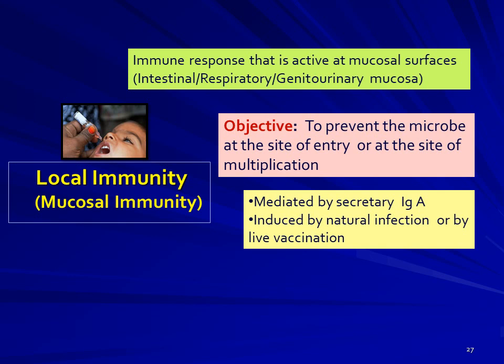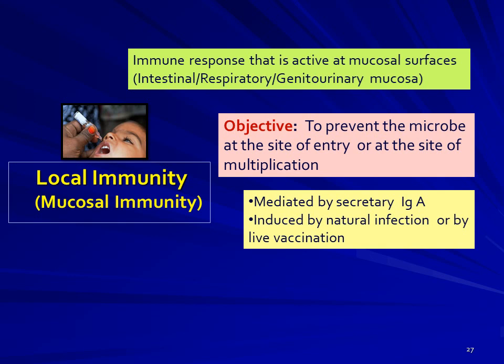So, for example, the Haemophilus influenzae, once it enters through the nasal cavity and the oropharyngeal region, infects the epithelial cells and gets multiplied. Whereas the polio virus enters the body by ingestion and gets multiplied in the ileum, the small intestinal part, in the Peyer's patches of the ileum.